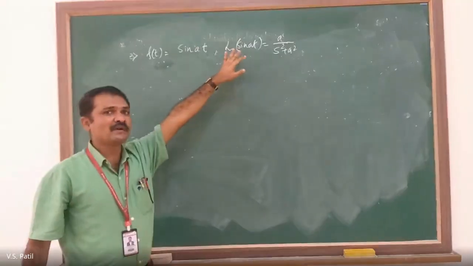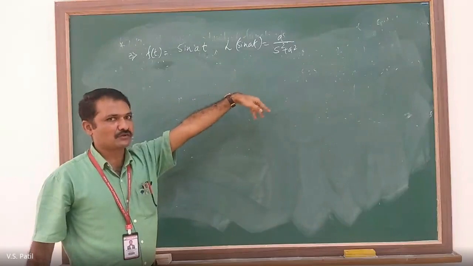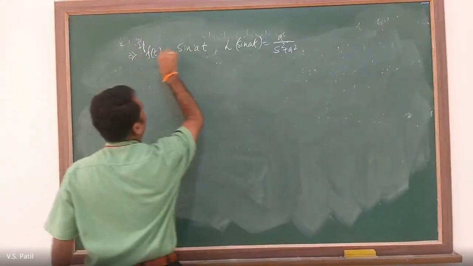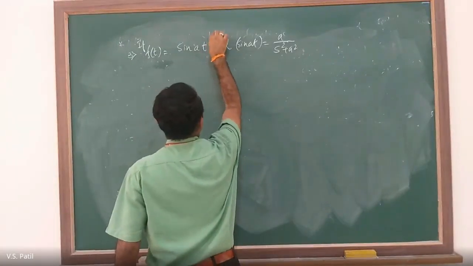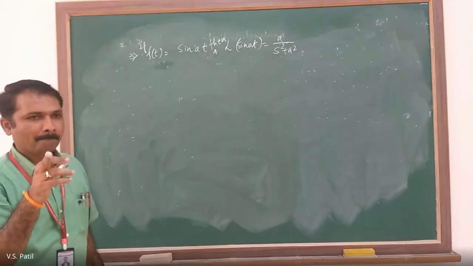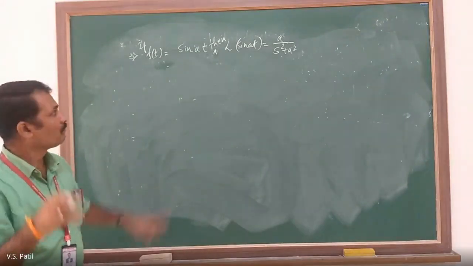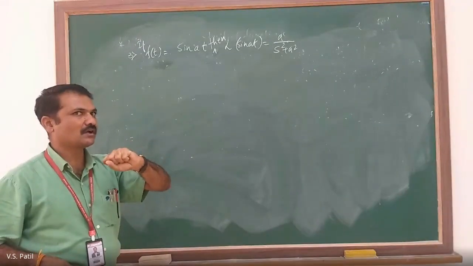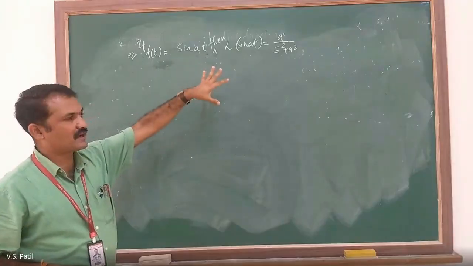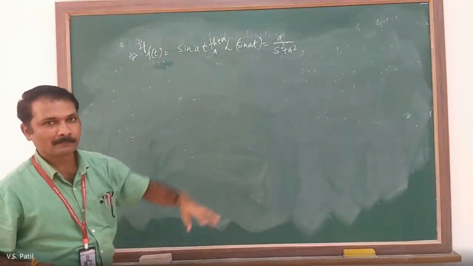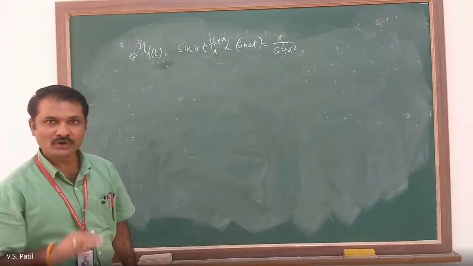We will derive this, don't worry. If f of t is sin a t, then are the handwritings understandable? Are you understanding the handwriting? Yes, sir. Some people do not understand. If you do not understand, you can ask me if you have any difficulties. No issues?